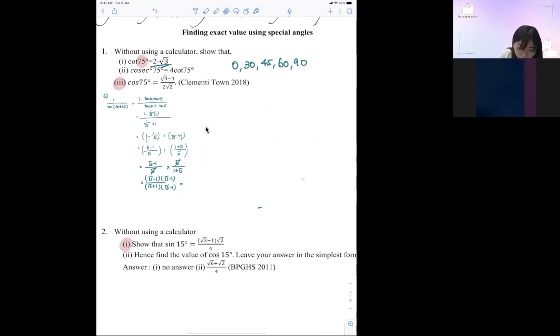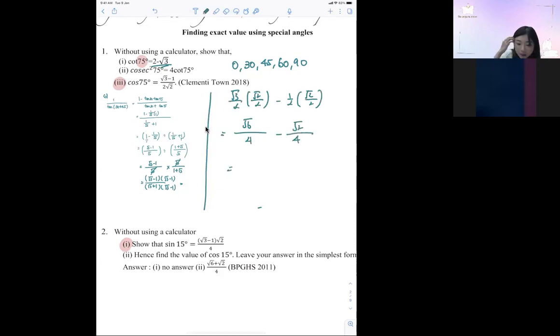Okay, wait. So you get square root 3 over 2, square root 2 over 2 minus half, and square root 2 over 2, right? So you get top times top, bottom times bottom, top times top, bottom times bottom. Then you take out square root 2, then square root 6, you take out square root 2 is square root 3 minus 1 over 4. So what you can do here, right? Since you want square root 2 at the bottom, you times square root 2, you times square root 2. So square root 2 times square root 2 is 2, correct?